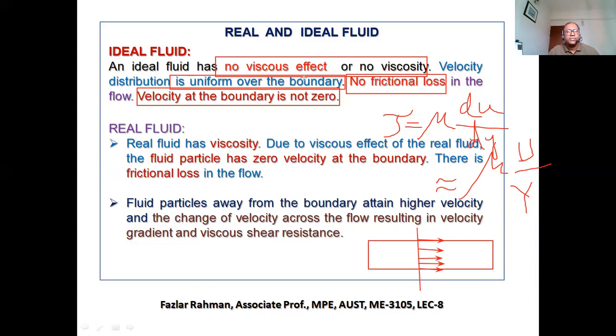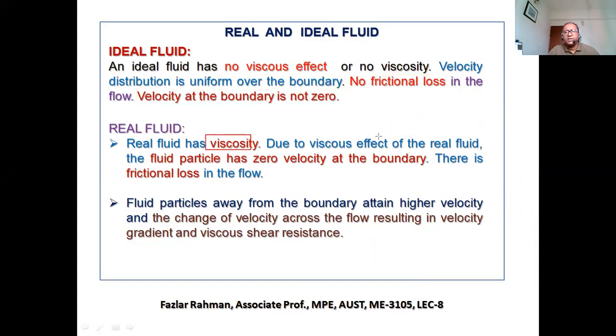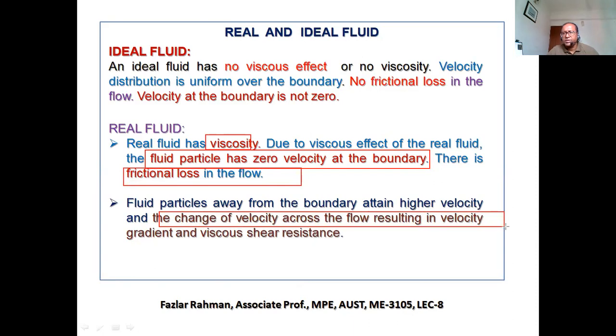So the fluid has viscosity. Due to the viscous effect, the velocity of the fluid particle at the boundary should be zero, and there will be frictional loss in the flow. Fluid particles away from the boundary will have higher velocity, and the change of velocity across the flow results in a velocity gradient. Velocity gradient means del u by del y, the change of velocity along a direction, and there will be viscous shear resistance in the fluid.